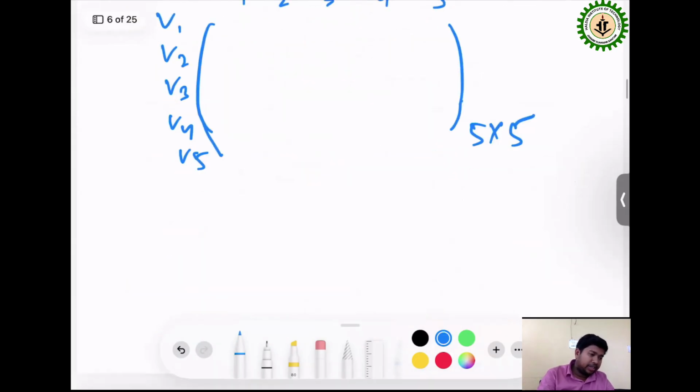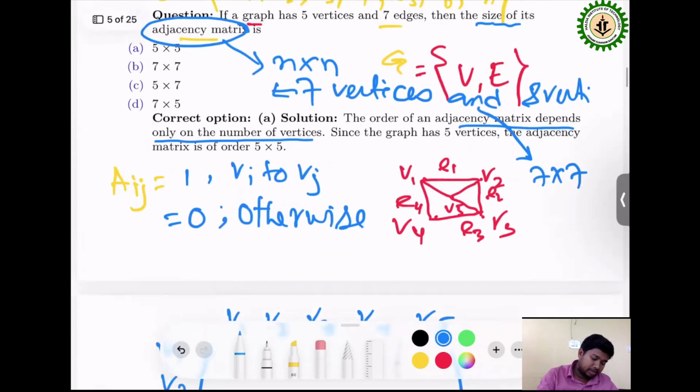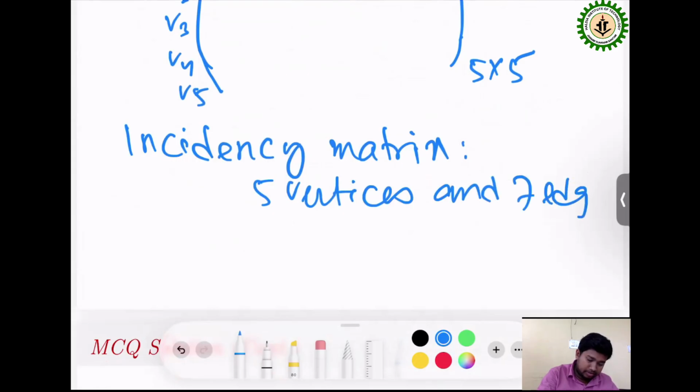A similar type of question may be asked for the incidence matrix. Same question: 5 vertices and 7 edges. What is the size of this matrix? For the incidence matrix, the size depends on n cross m.